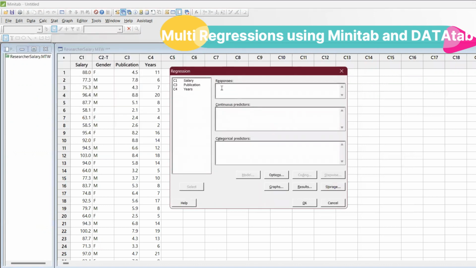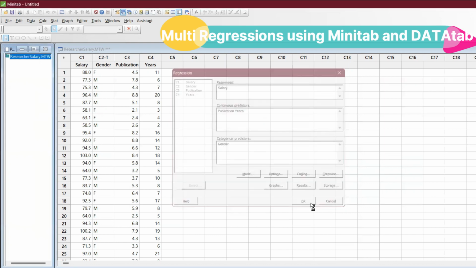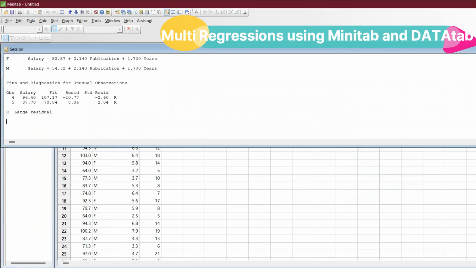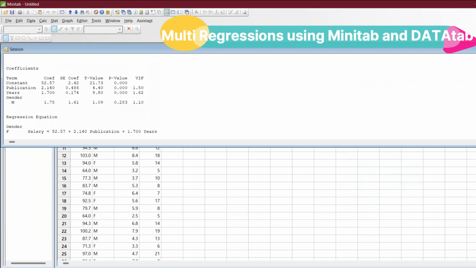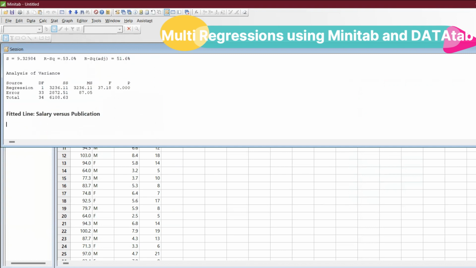Okay, response. What is the response here? Salary. What is the continuous predictor? We are saying two factors, right? Maybe we can also say gender as well. Let's say gender also has significance. I can also do that. So salary I have taken, and continuous predictors I have taken, publications and years, and gender also I have taken. And I'm going to give okay. Okay, so in this case, let me go through from the beginning. This is the value we have got.